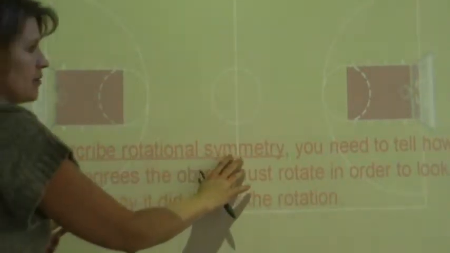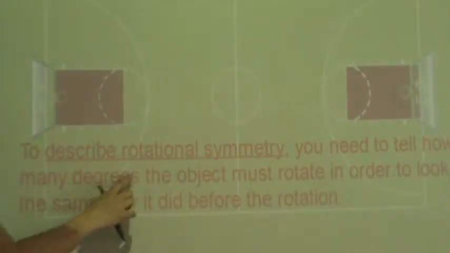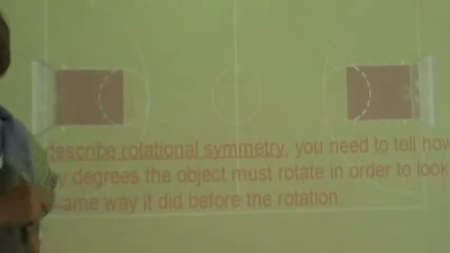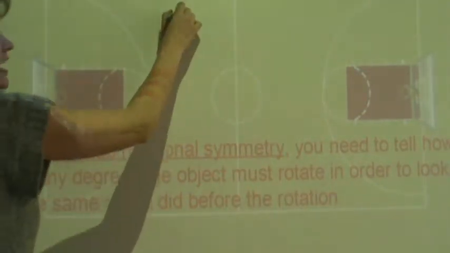Basketball court. To describe rotational symmetry. When I say to describe it, that doesn't mean describe it in words. I want to use numbers. So to describe rotational symmetry, you need to tell how many degrees the object must rotate in order to look the same way it did before the rotation. So if I were able to take this basketball court and rotate it, so you could on your paper, we'd be able to do a half turn on it. So if we had to describe the rotational symmetry that this has, we would say that it has 180 degree rotational symmetry.